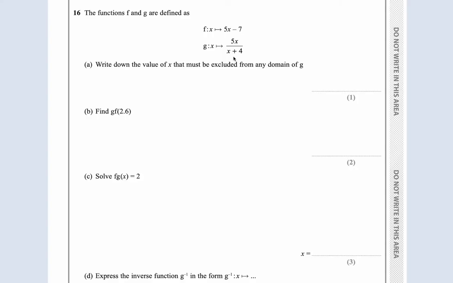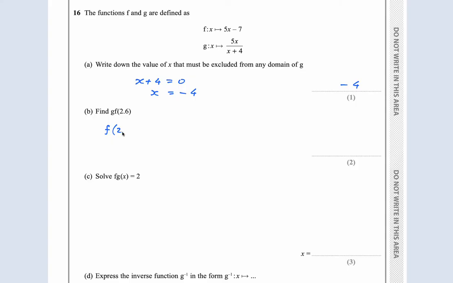And how can you divide by 0? Well, if x was -4, you would divide by 0. So it's when the denominator, x plus 4, equals 0. That's how you find out what x cannot be or what x must be excluded. So then I just rearrange: x equals -4.